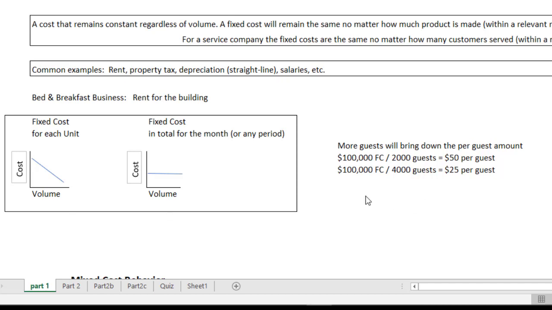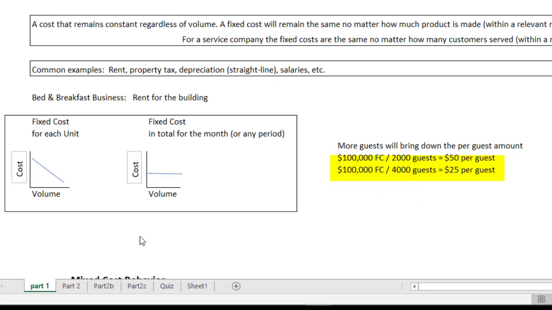So let's look at some numbers to make it easier. If your fixed costs in total are $100,000 for the year, let's say your rent, your property tax, the salaries, those fixed costs that have to be paid each and every month come to $100,000 for the year, and then you have 2,000 guests, then that means you would have to charge at least $50 per guest in order to cover those fixed costs. So that would be the minimum you would have to charge to cover those fixed costs.